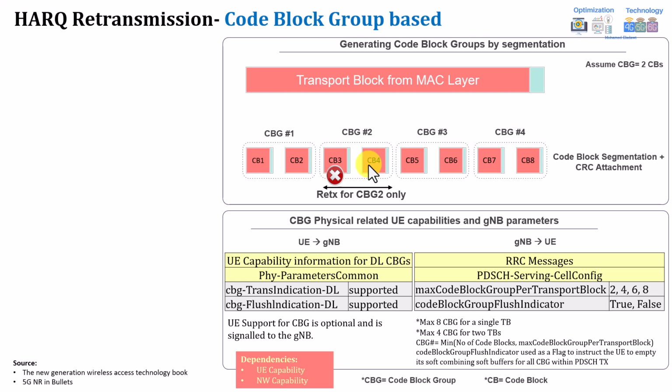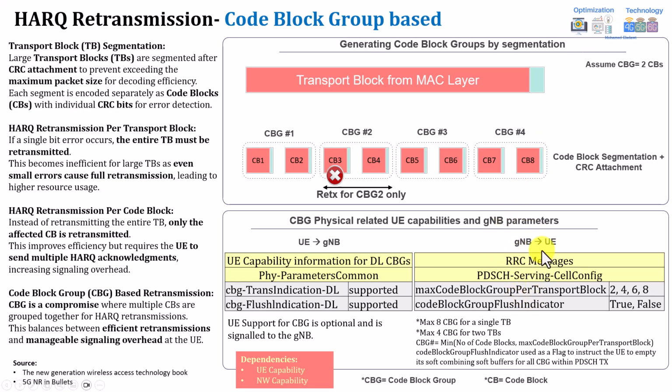But there are some dependencies in that part. First of all, it needs a specific UE capability, as I will be showing in the next slide. This information you should find in the new capability called, for example, CBG transmission indication downlink, supported or not supported, and also flush indication. Also, from the network side, the gNB side is required to support the feature itself.